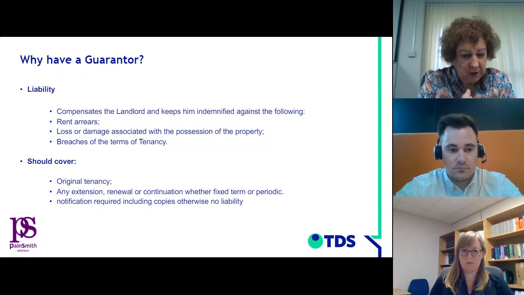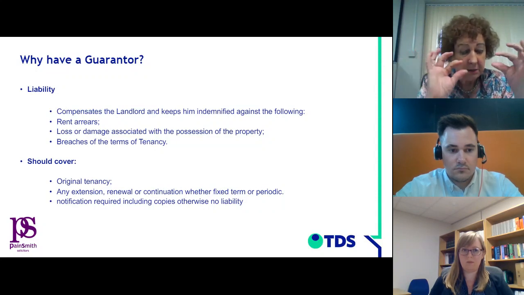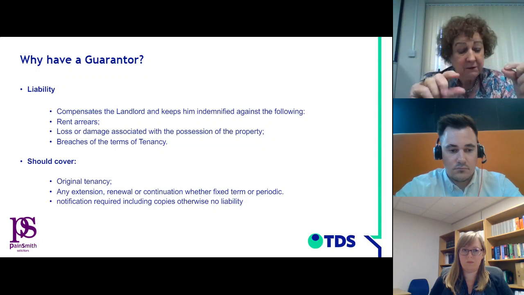It is not sufficient to get mum or dad to write, I guarantee my daughter. What are they guaranteeing? Or, I pay my rent, my daughter doesn't pay. You need a document that clearly indemnifies you, so the guarantor is going to pay you if any of these arise.